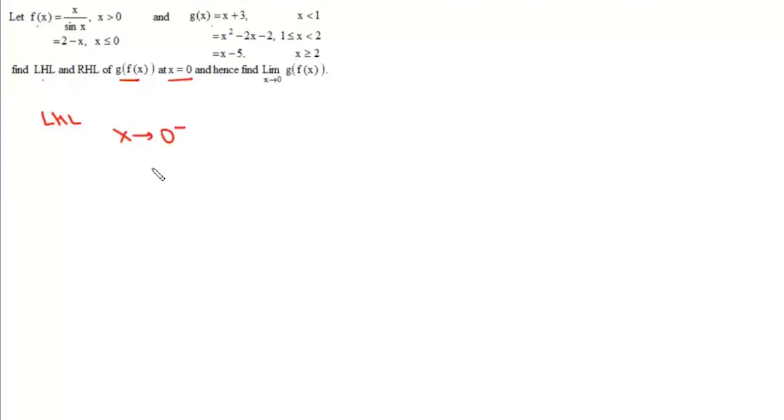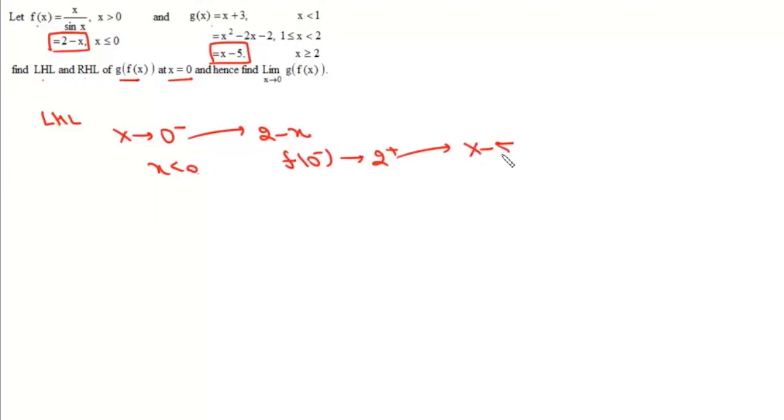Now x tends to 0 negative means x is less than 0, and if x is less than 0, then f(x) is going to take this definition. So it'll go to 2 minus x. Now since x is negative and it is 2 minus some negative number, this f(x) will be greater than 2. So it'll take the value 2 positive. And when f(x) is greater than 2, then g(x) is going to take this definition. So this 2 will go to x minus 5, and 2 minus 5 is minus 3. So its left hand limit will be minus 3.